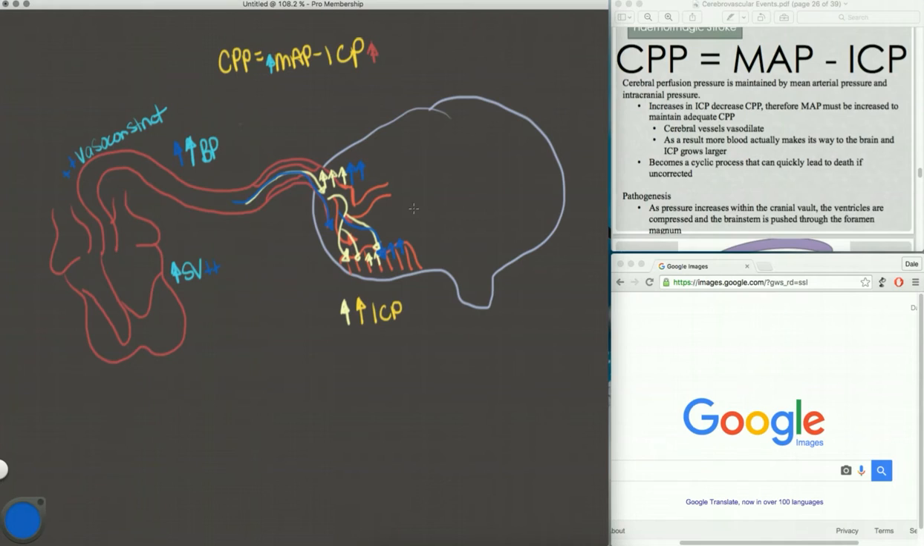So what you can see here is this is going to cause basically a cyclic increase in ICP. As I continue to have an increase in ICP, I increase MAP, which is going to increase ICP again. So it becomes very cyclical in nature. The only way to fix this is to correct the problem. Otherwise, I'm just going to have increasing ICP, which is going to lead to increasing MAP, which leads to further increase in ICP, and the patient's going to consistently get worse.